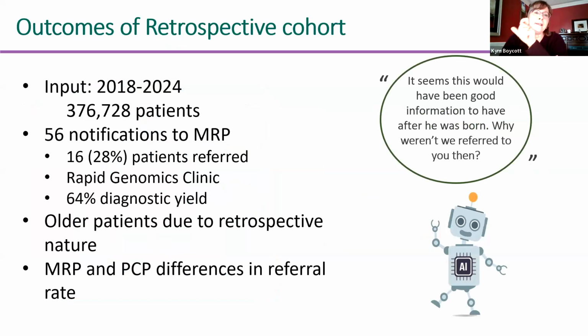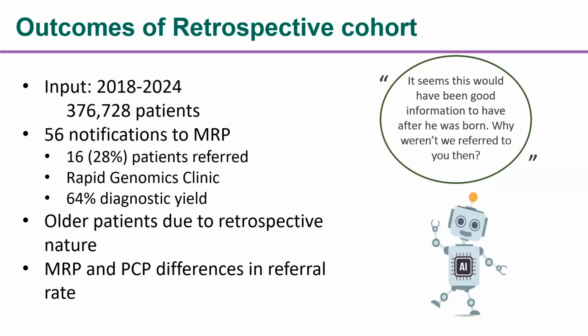So the 6 years of patient input that we put in represented 376,000 patients. And from that, through various filtering, a long process which I won't bore you with, but we can go into more detail if people have questions, we ended up manually making 56 notifications to the most responsible physician. That means we're sending a staff message within Epic that explains that their patient has been flagged by the ThinkRare research algorithm, and we would be very interested to see the family in genetics and offer genomic sequencing if the family was interested. Now, of the 56, 28% were referred, and we found 2 things.